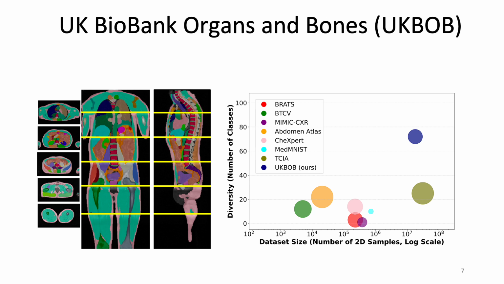In this work, we present UKBOB, UK Biobank Organs and Bones, which is a segmentation dataset that's the largest in the world, based on the UK Biobank MRI dataset. UKBOB comprises 51,761 3D MRI scans from the UK Biobank and over 1 billion 2D segmentation masks covering over 72 organs.